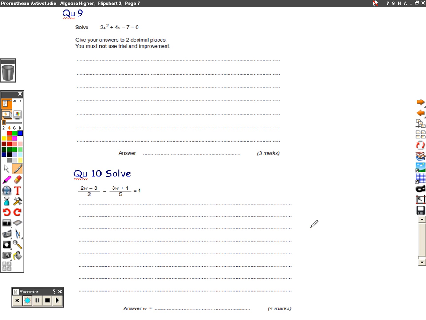Okay, question 9 then. Solve now. It says give your answer to 2 decimal places. That should be your signal that you need to use the quadratic formula. x is equal to minus b plus or minus the square root of b squared minus 4ac, all divided by 2a. You don't have to learn that. That is at the front of your formula book, or in front of your paper.